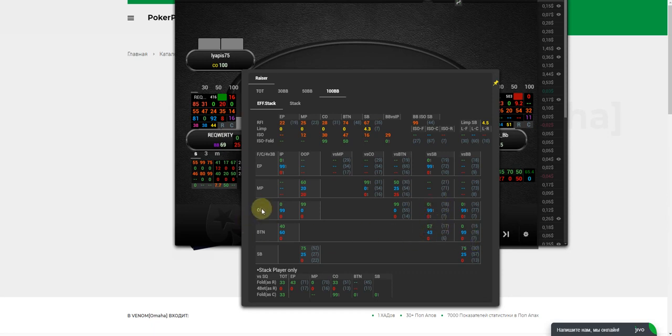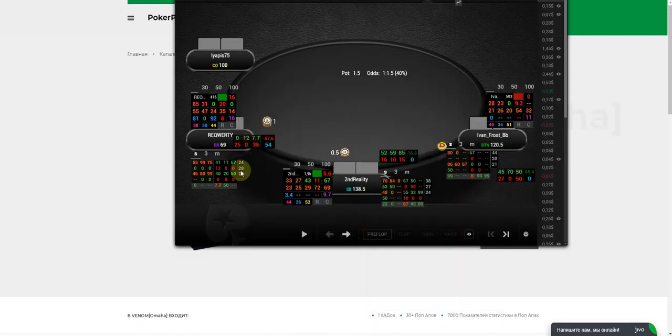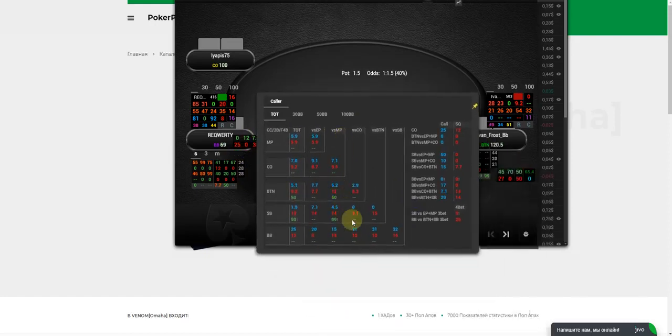We can also look at all the other statistics over here, and we will notice that all the other stats will change based on which stack we have chosen. There are two ways these stats are calculated, one for low limits and one for middle limits. That was the situation when we looked at the raiser pop-up.